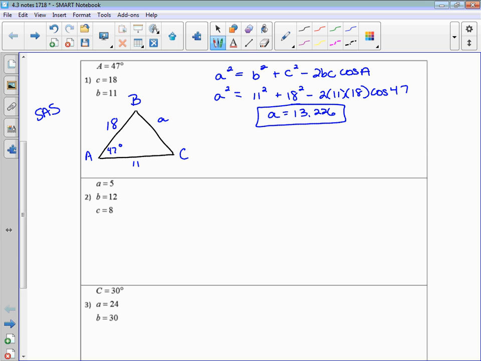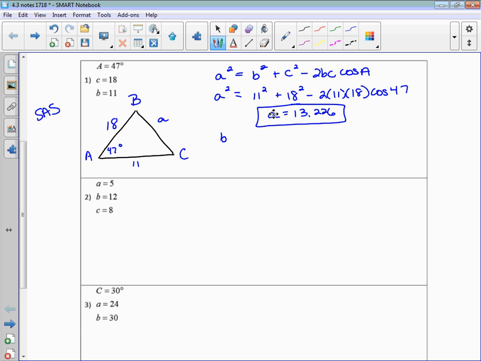I highly recommend that if you start a problem with law of cosines, you finish the problem with law of cosines. Yes, you have enough information, you could switch to law of sines, but it can mess you up. Inverse sine will never give you an obtuse angle, so you can run into problems if you switch from law of cosines to law of sines. So just be safe. Stay with the law of cosines. All right? So, what do you want to find next, B or C?